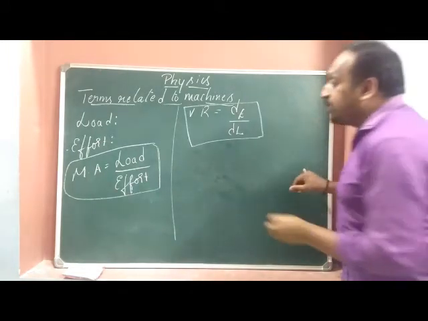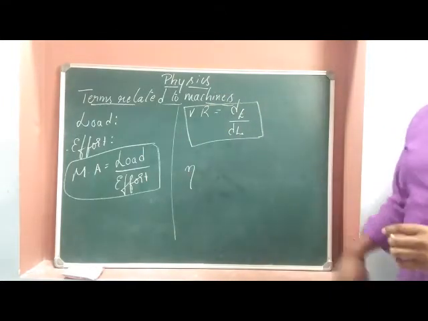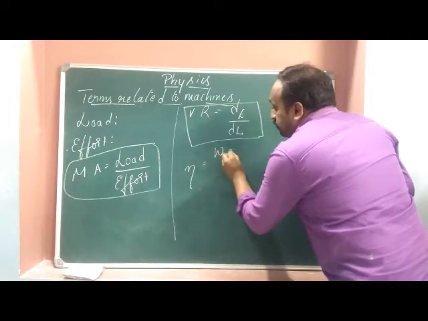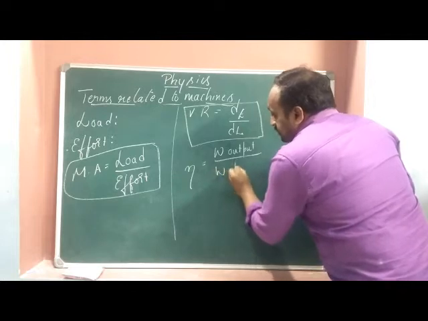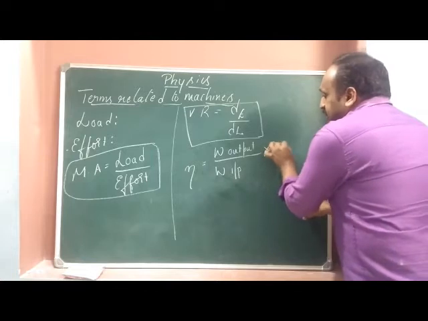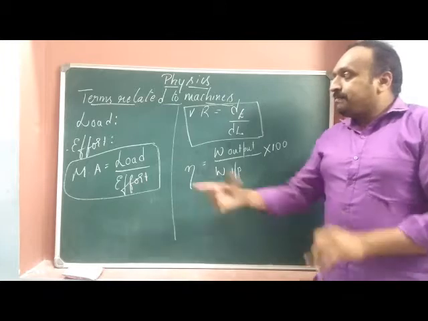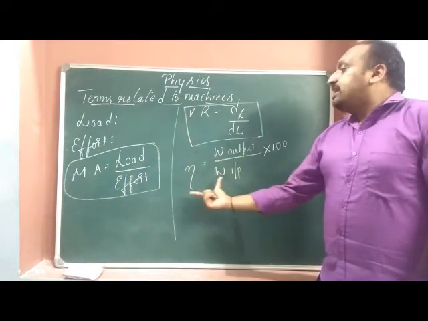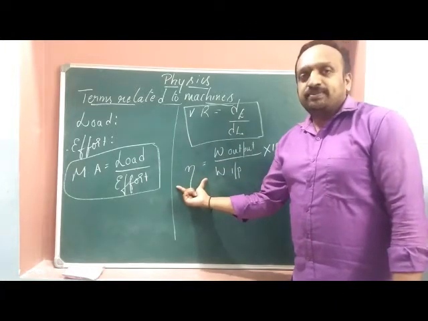And one more very important quantity, efficiency, represented by the symbol eta. Efficiency will be equal to work output divided by work input. So this is always represented in terms of percentage and it has no unit. Mechanical advantage, velocity ratio and efficiency will have no unit.